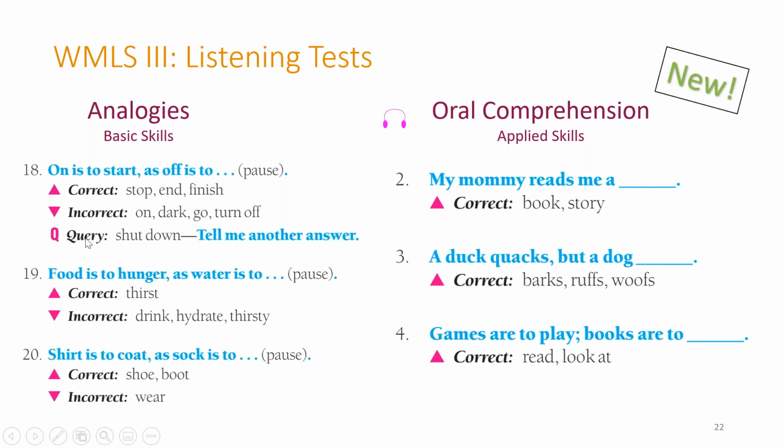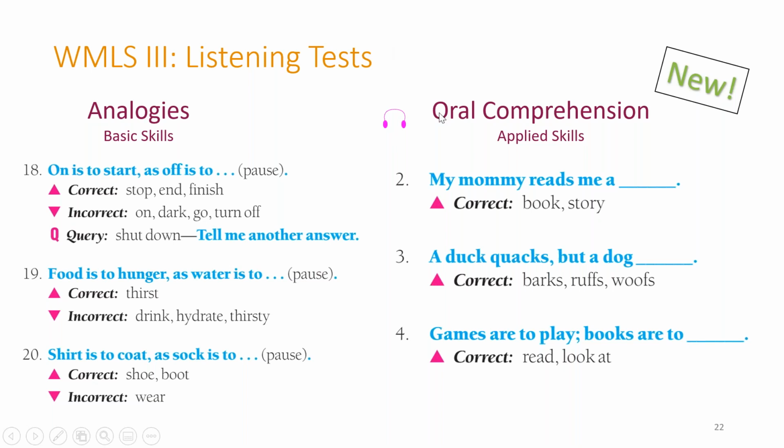And there are some items that if the student says something specific like shut down, we can query them and ask them to tell me another answer. So make sure, again, when you're administering these tests that you are following the standardized procedures. If the student were to say shut down here, you should query them to give them the opportunity to give you the correct answer. You can only query one time. And then food is to hunger as water is to, and the correct answer is thirst. So those are the types of skills that are assessed when we're looking at the basic skills for listening.